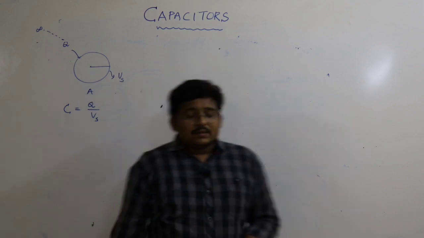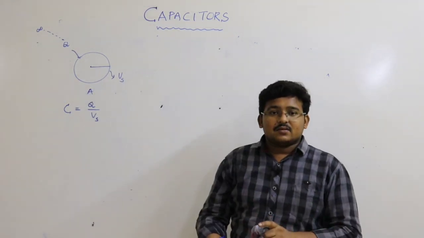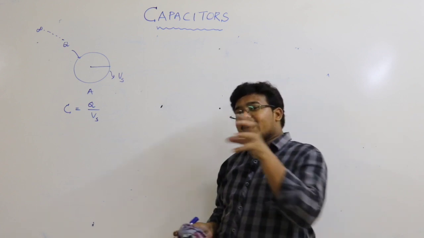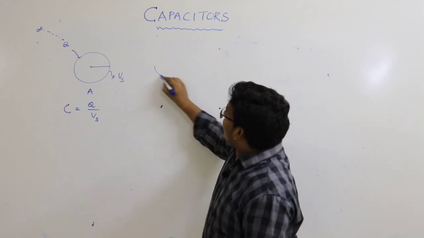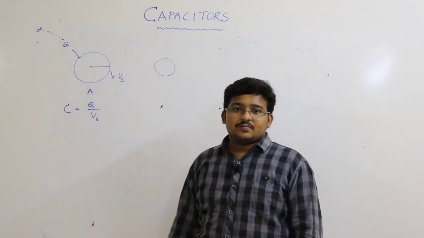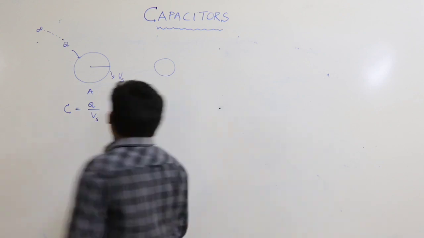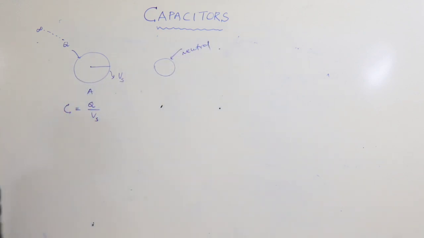Now does this capacitance value change if I keep another conductor surrounding it? Means if I bring another conductor, will it affect the capacitance? We will see. Definitely it will affect. See how? I am taking a neutral conductor.